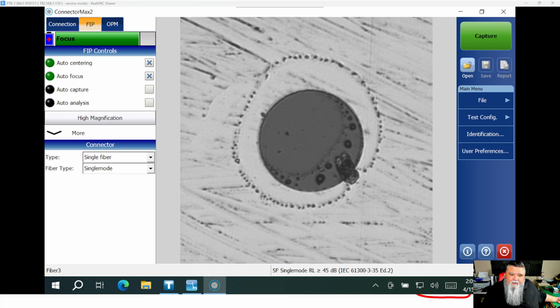A simple power measurement is not a 100% indication of the health of your network.